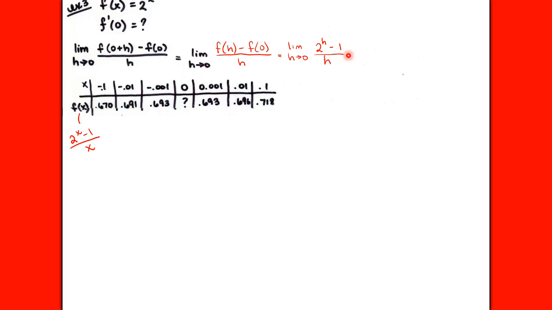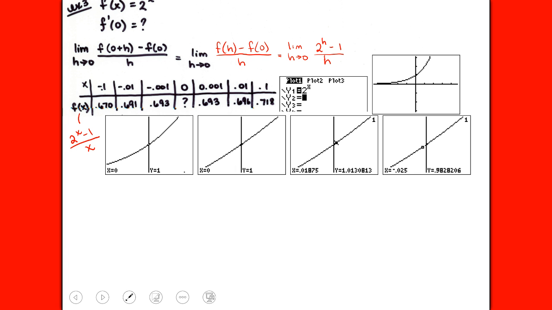All right, so if I take what we just had, 2 to the h minus 1 over h, and I put that into my calculator, and I make a table looking at approaching 0 from the left and the right, using those same type values that we normally do, then you can see the y values that that creates in my table. And so looking at that, it does look like the limit from the left and the limit from the right are converging on the same value. It looks like they're converging on a value of 0.693. So that would be my approximation. That would be my guess. It's just a guess, but I think my derivative would be 0.693 at 0.